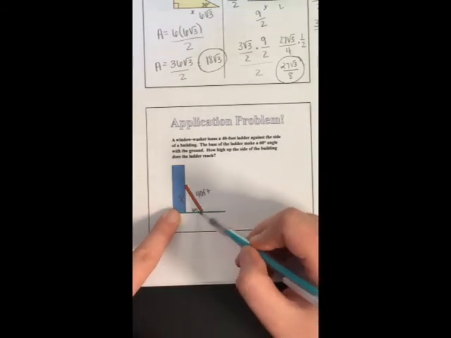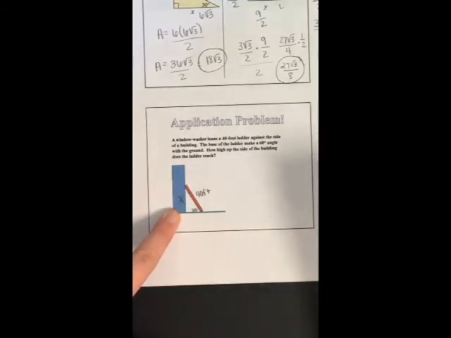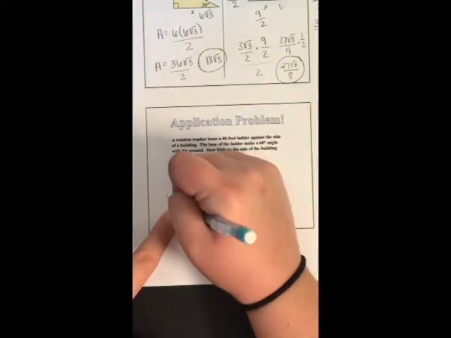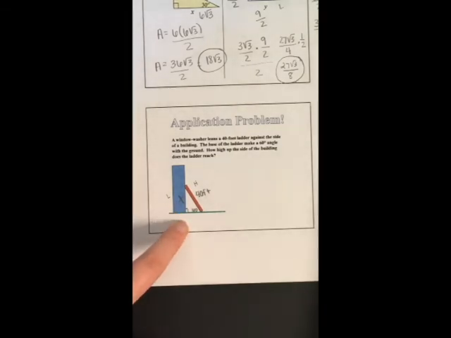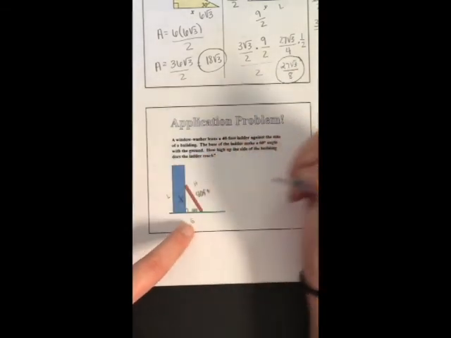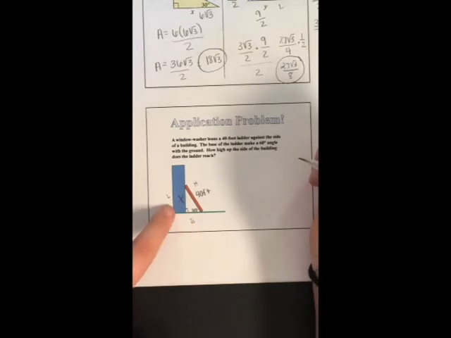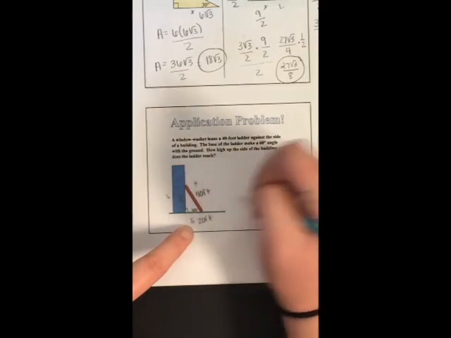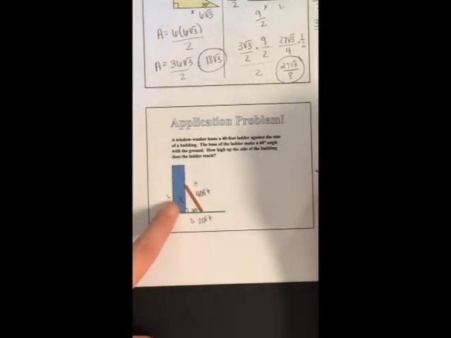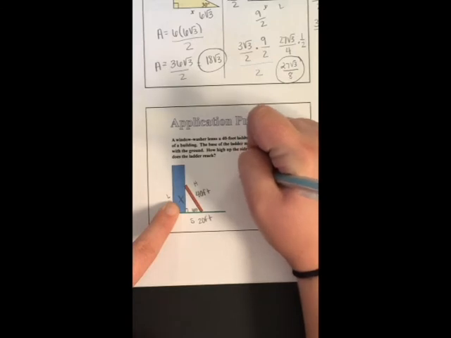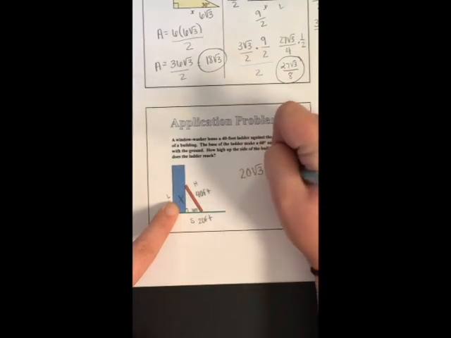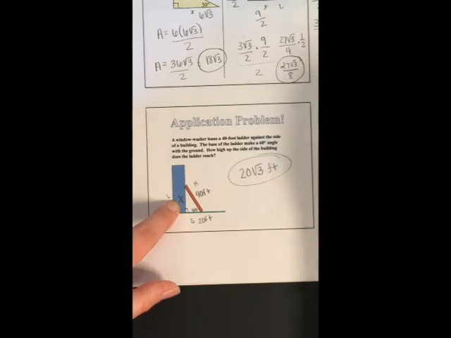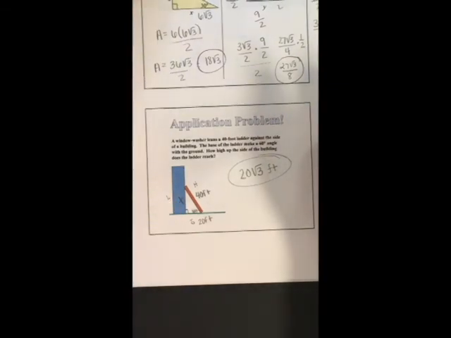So x is the side across from 60, which makes it the long leg. I'm given the hypotenuse because this would be my 90-degree angle. So I need to find my short leg first, and then that will help me find my long leg. So my short leg is going to be 20 feet. Then to go from your short to your long, you multiply by the square root of 3. So that's going to be 20 square root of 3 feet. Unless the directions tell you to write it as a decimal, you're going to leave it with the square root in there.